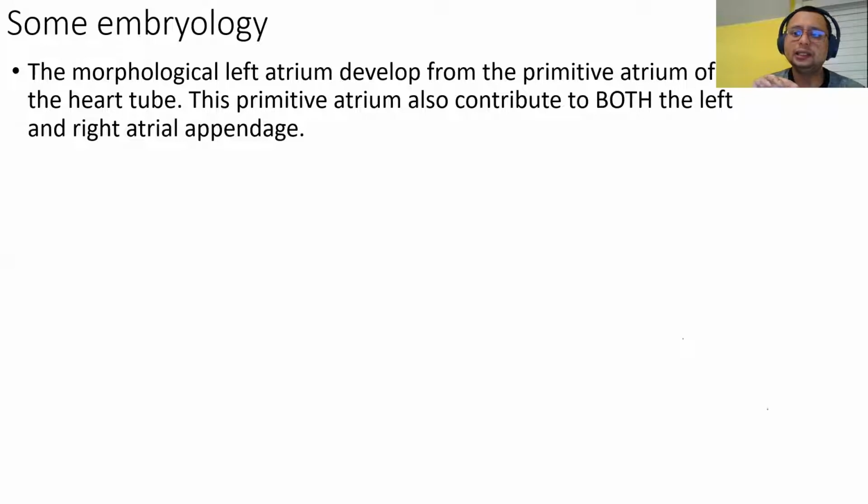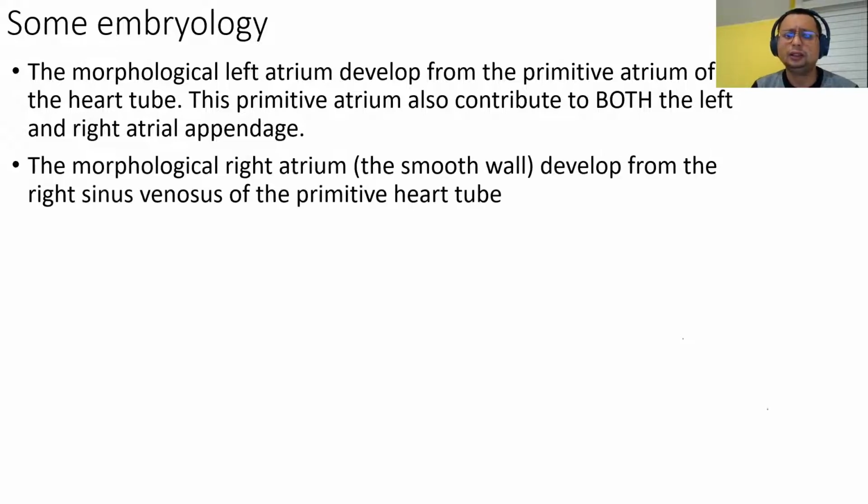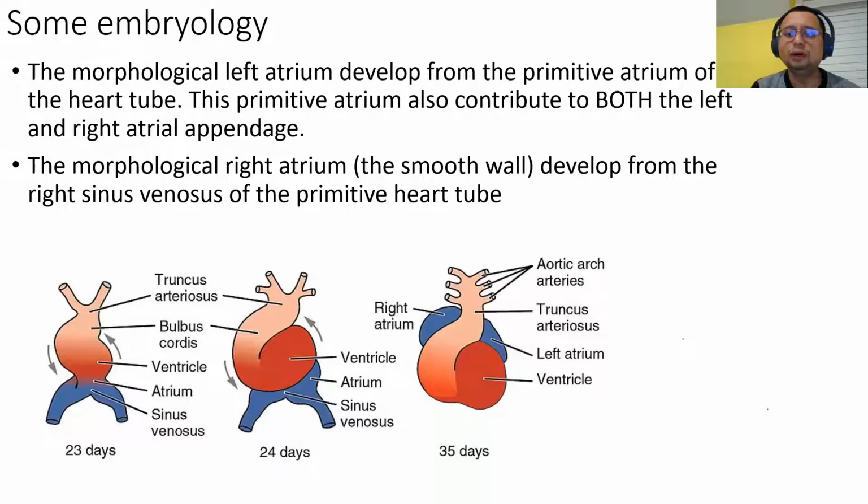The heart actually starts just as a single heart tube. This heart tube is the one that is folded into different types of cavity. The morphological right atrium developed from the right sinus venosus of the primitive heart tube. I just wanted to show you so that you understand what I mean by heart tube. This is our primitive heart tube here. You can see it is a single structure like this.